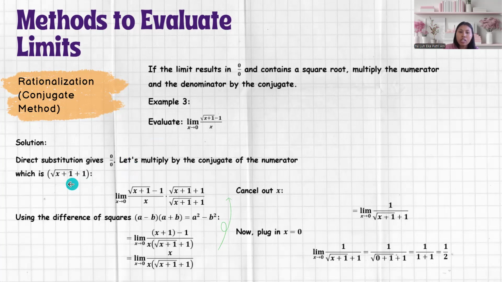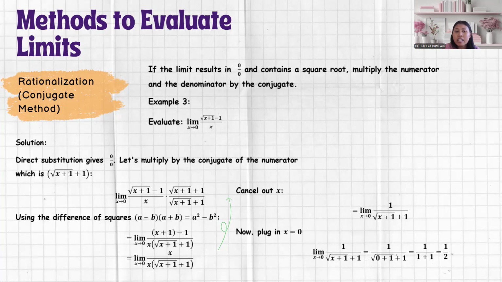Okay. The solution, direct substitution gives us 0 over 0. Okay, let's multiply by the conjugate of the numerator, which is the square root of x plus 1 plus 1. So, okay, we can write the limit of the square root of x plus 1 minus 1 over x times the square root of x plus 1 plus 1 over the square root of x plus 1 plus 1 as x approaches 0.